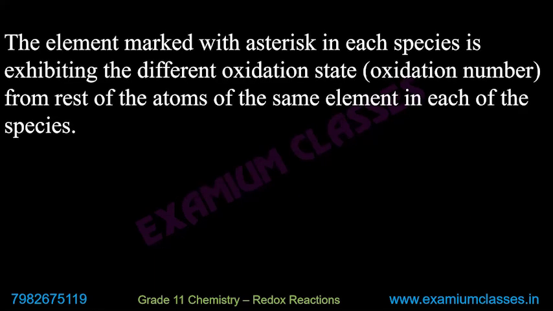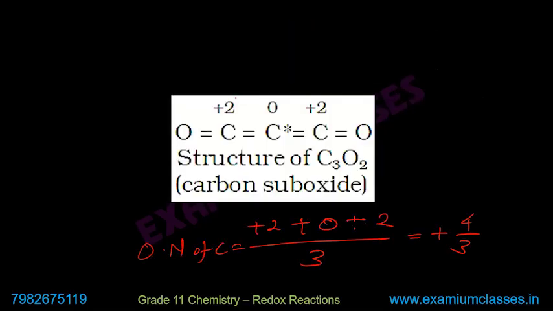Now the element marked with asterisk, there was carbon marked with asterisk. In each species it is exhibiting a different oxidation state than the other one. So here in this case, other carbons were showing +2, but this one was showing different. So that's why this is marked as asterisk. This is the convention to show the carbon or the element, whatever element it is, which shows different oxidation state as compared to others.